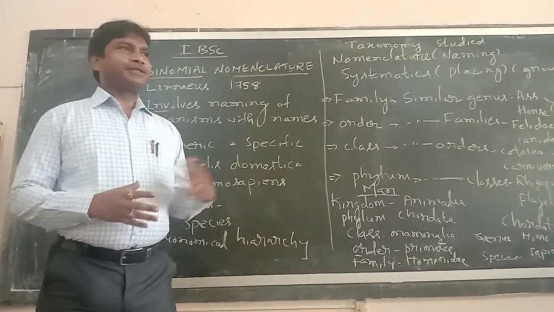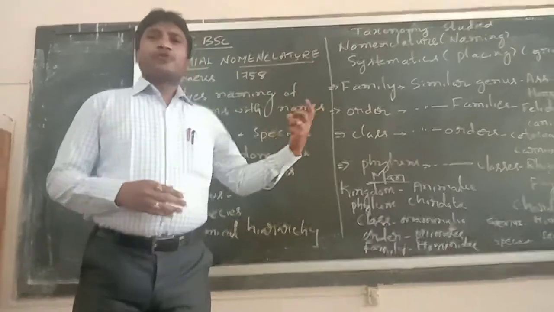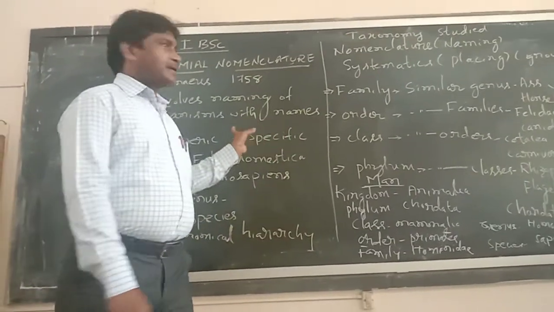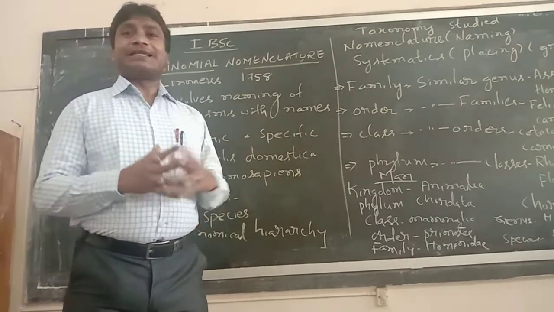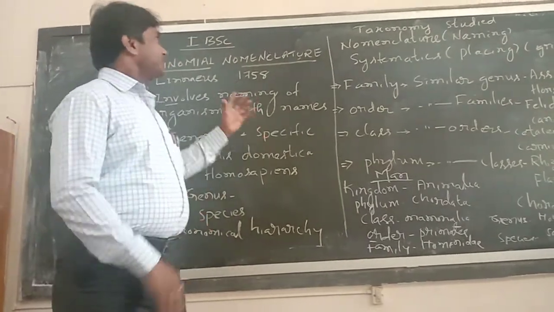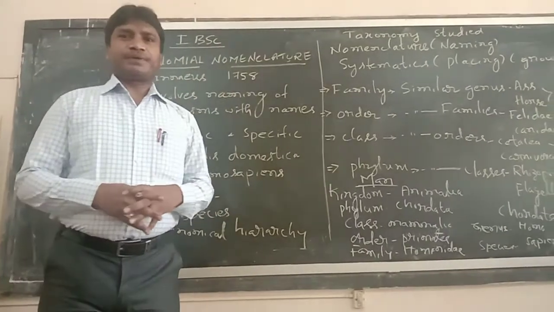In the last class, we discussed the outline classification of the phylum, the outline classification of the organisms. Today, I will continue with binomial nomenclature.